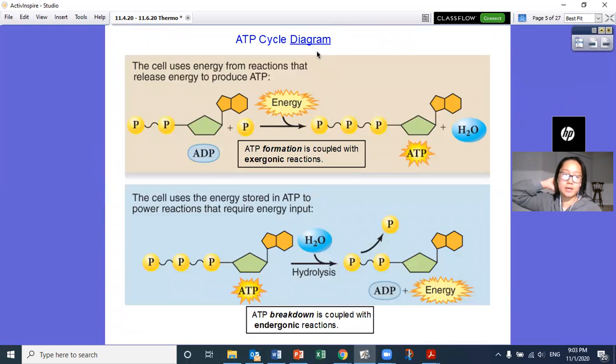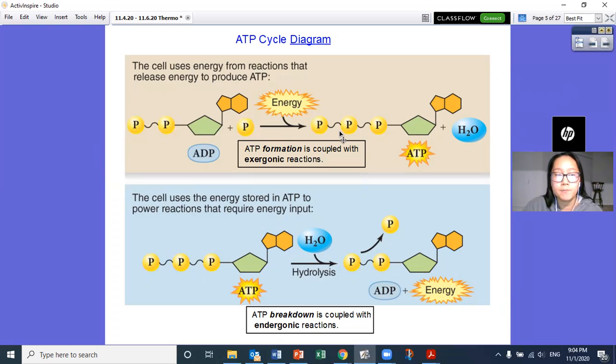So here's the ATP cycle diagram. So the cell uses energy from reactions that release energy to produce ATP. So originally you have this molecule ADP floating around. Remember, ATP stands for adenosine triphosphate, and ADP is adenosine diphosphate because right here you can see there are only 1 and 2 phosphates attached to this adenosine molecule. Right, so you're trying to add this third phosphate onto there to make it a high energy molecule. And in order to create that bond between the P's right here that you want to add on this third P, you're going to have to add energy into this reaction. So you're going to have to produce energy and add it in so that it can be stored in this bond right here.